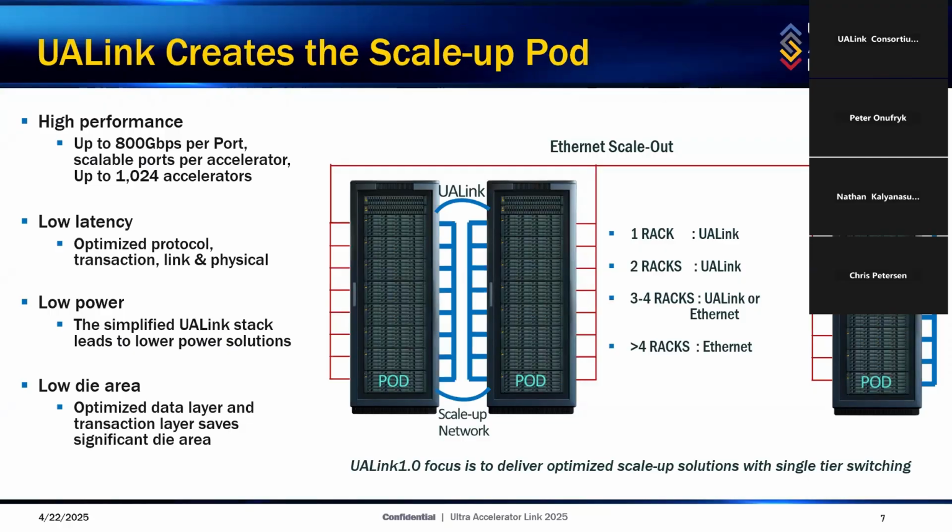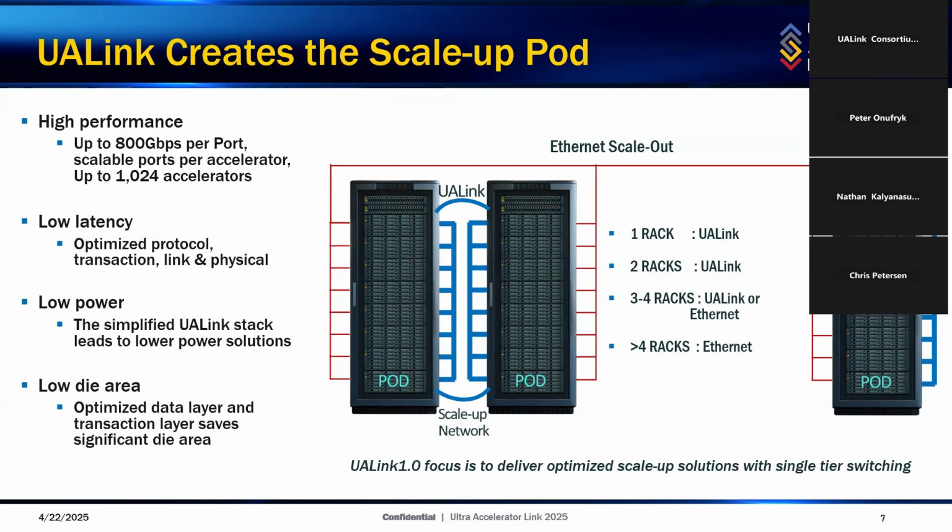This slide illustrates scale up and scale out. UALink is used within a rack and between a small number of racks. This is a scale up fabric and is shown in blue on this slide. A scale-out fabric, such as Ethernet, is used to build large systems consisting of many of these scale-up racks and is shown in red on this slide.